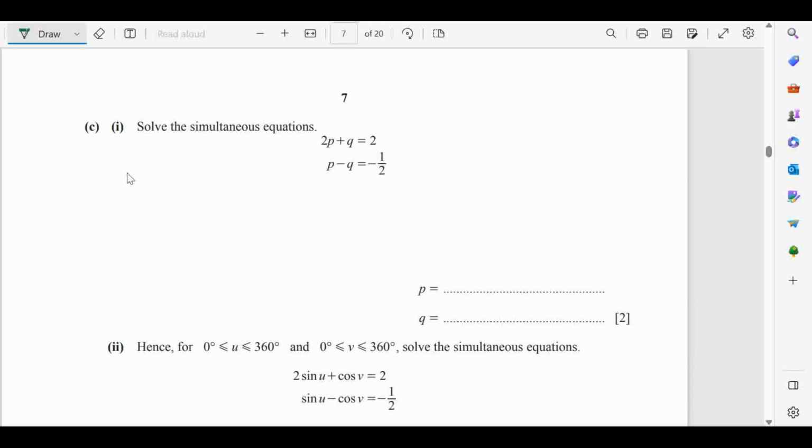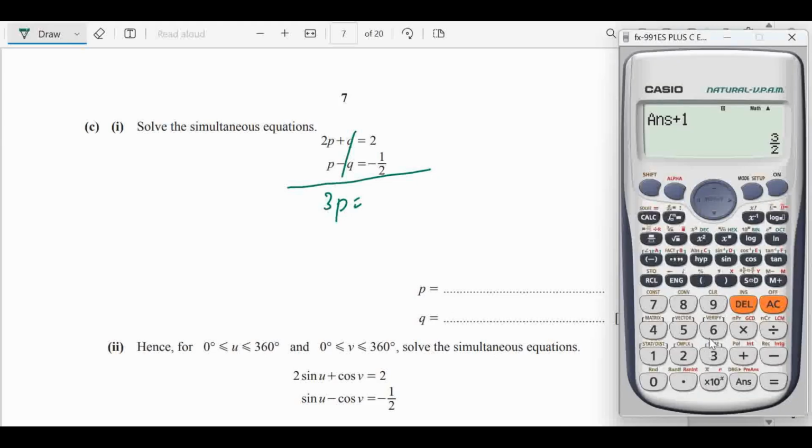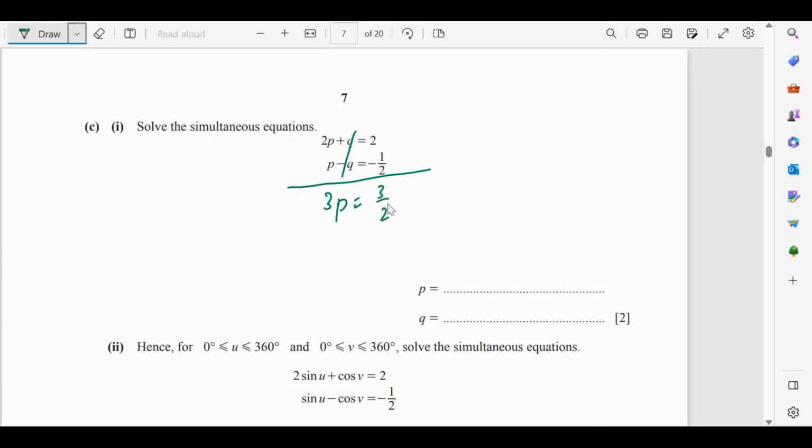Solve simultaneously. Now this is again a very simple question. We know that we can add these two equations. So if we add it, we can cancel out these two. So 2p plus p will be equal to 3p is equal to 2 minus 1 by 2. So 2 minus 1 divided by 2 will be equal to 3 by 2. So 3p is equal to 3 by 2, which means that p will be equal to 3 by 2 divided by 3.